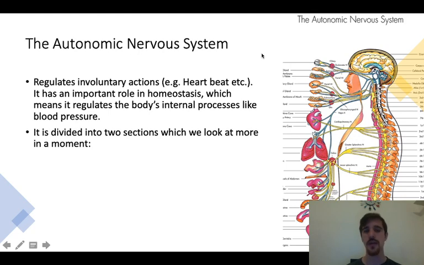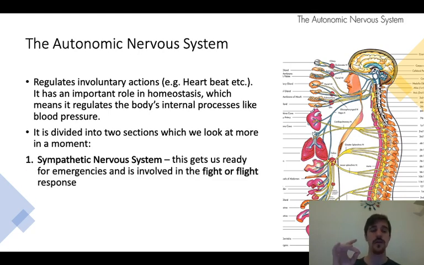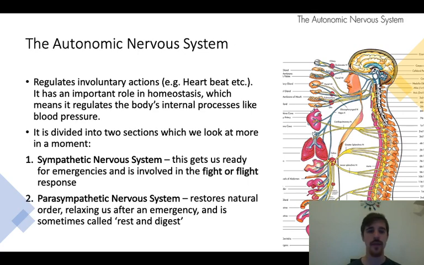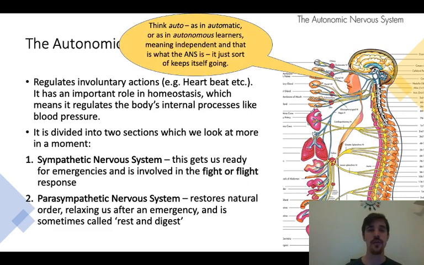So it's divided into two sections that we're going to look at more in a moment. So we've got your sympathetic nervous system, and this is what gets us ready for our fight or flight response. And then you've got your parasympathetic nervous system, and this is your body at rest. What is going on when you're relaxing, and this is known as the rest and digest. So fight, flight, rest, digest. I'm going to teach you a way to remember the difference between these two.